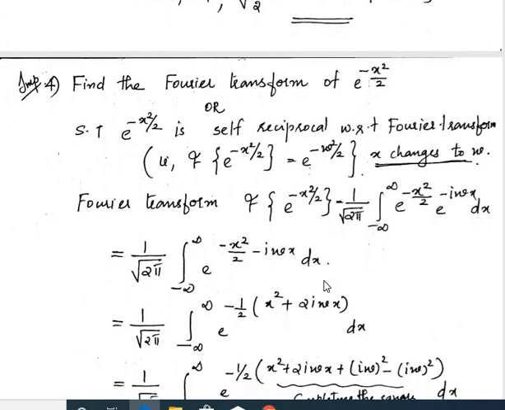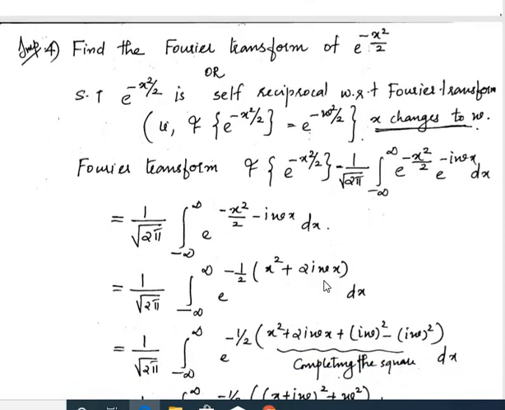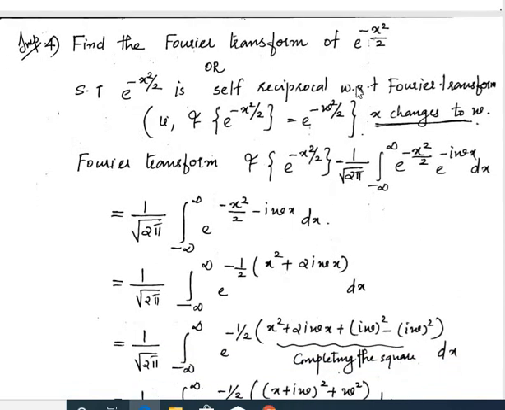Next question is an important question, a previous university question. Find the Fourier transform of, it can be asked in this way, either find the Fourier transform of e raised to minus x square by 2, or show that it is self-reciprocal. Self-reciprocal means only x will be changed to omega, that is, the Fourier transform of e raised to minus x square by 2 is e raised to minus omega square by 2. Only x changes to omega.